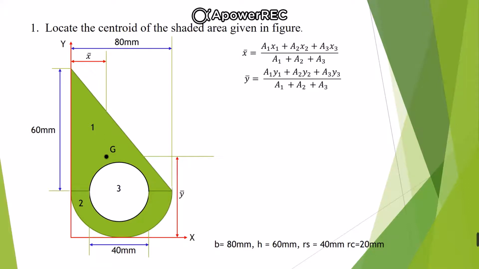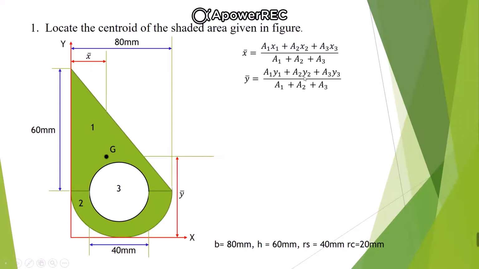reference axis, and then using the formula x bar equals a1 x1 plus a2 x2 plus a3 x3 divided by a1 plus a2 plus a3, and y bar equals a1 y1 plus a2 y2 plus a3 y3 divided by a1 plus a2 plus a3, we will be able to find the values of x bar and y bar. Now in this equation, a1, a2 and a3 denote the areas of the triangular section, semicircular section and circular section.